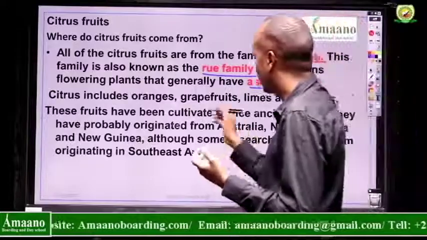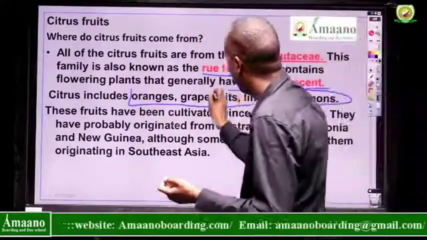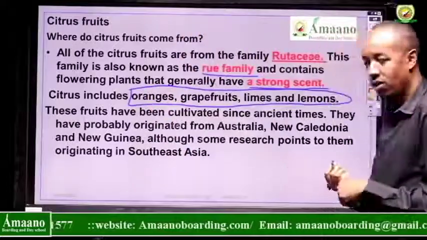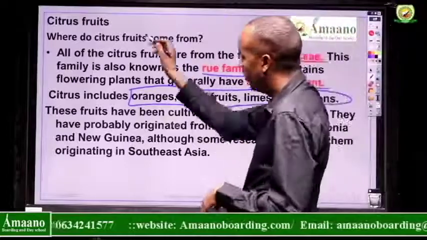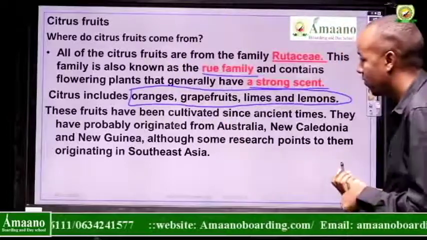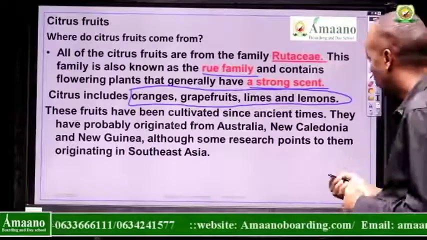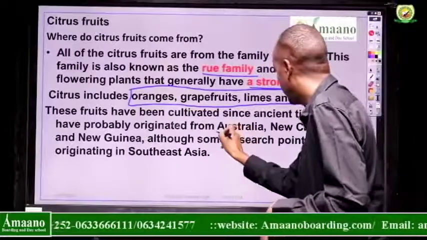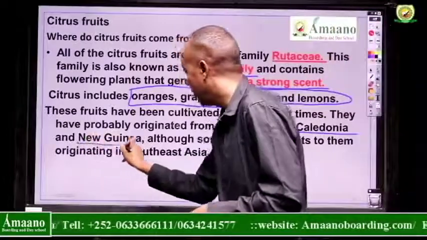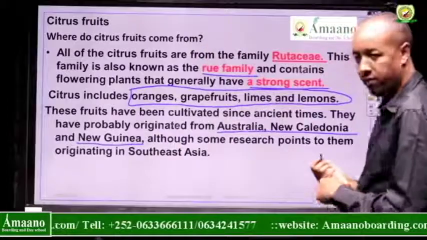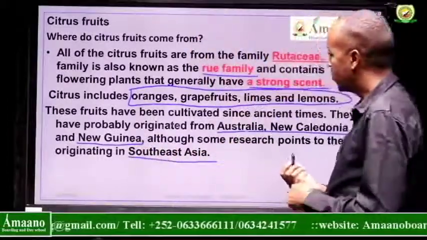An example of citrus fruits include the following that you can see here: oranges, grapefruits, limes, and lemons. All of them are together called citrus fruits. So where do they originate historically? Generally they have originated from Australia, New Caledonia, and New Guinea. This is the origin, although some researchers say it originated in Southeast Asia.